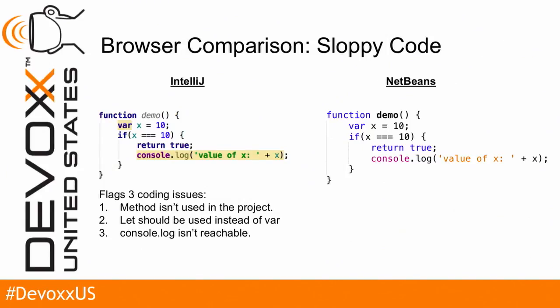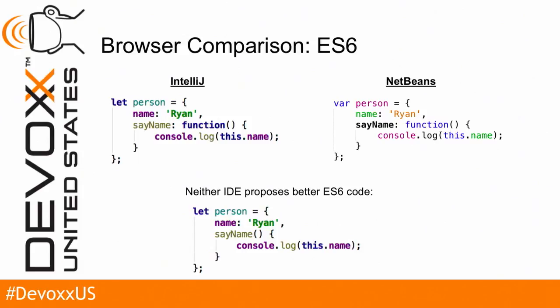IntelliJ, this is where the instructor kind of comes in. It flags var, saying that should be a let, or recommends that I use a let. It also notices that the console.log down here is not reachable and flags that as a potential problem. It also notices that the function isn't being used anywhere, which sometimes is intentional, sometimes is not. But it's nice when something isn't working and you realize that you're not actually calling it, or you forgot to include the file, and that's why it's not getting called.